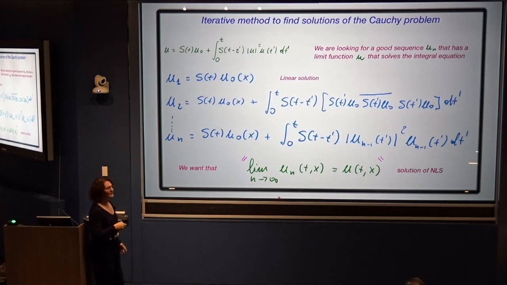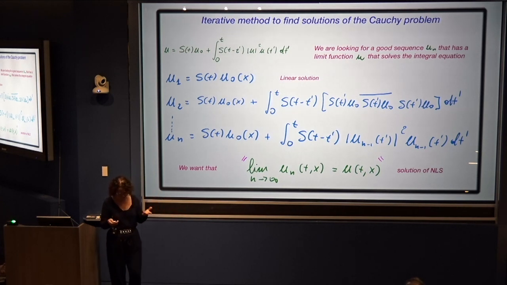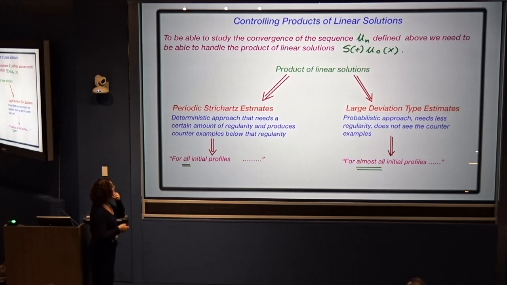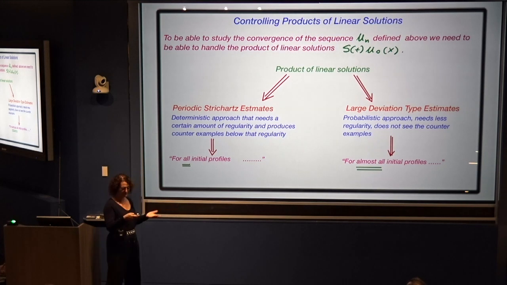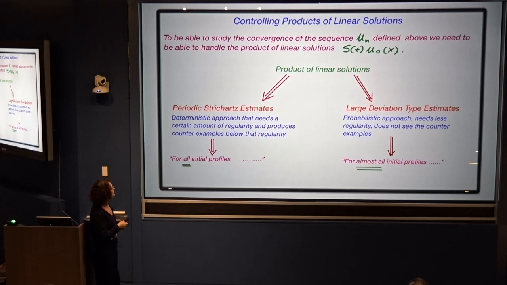And then you want to find the limit. Okay, this is a trivial procedure. And like I said, the hard part is to make sense of this limit. So this is where you have to control products of linear solutions. In fact, if you go back here, already in the first step, you see that you have the product of three linear solutions. This is the nonlinear interaction, and you need to understand how that works.